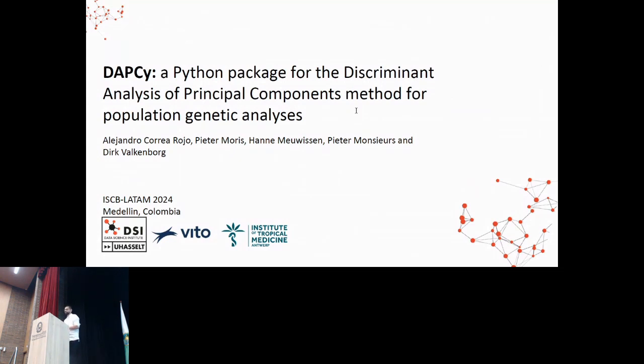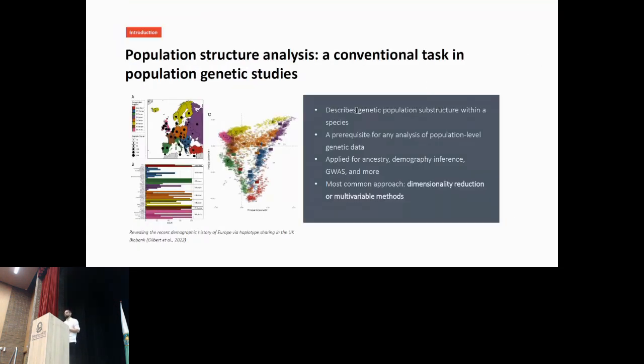So to begin, I would like to present the concept of population structure, which refers to genetic relatedness among subgroups within species. This is a fundamental aspect in population genetic studies since it helps to uncover genetic relatedness within samples, and it helps to describe genetic ancestry, the demography, or even its implications in genome-wide association studies. Several methods and measurements exist, but the most common approaches are based on dimensionality reduction techniques or multivariable methods.